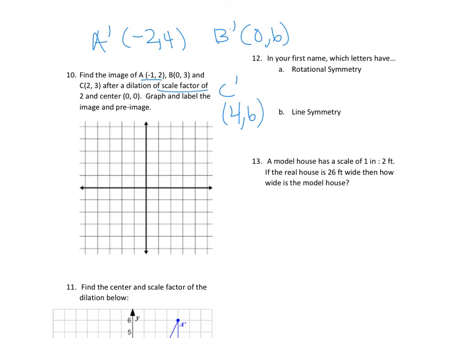So you want to graph both. I'm going to graph the pre-image first: -1, 2, A; 0, 3, B; 2, 3, C. And for the image, do each point and make sure that you put a prime. So A prime, B prime, C prime. We're over here, oops. 4, 6. So A prime, B prime, C prime.